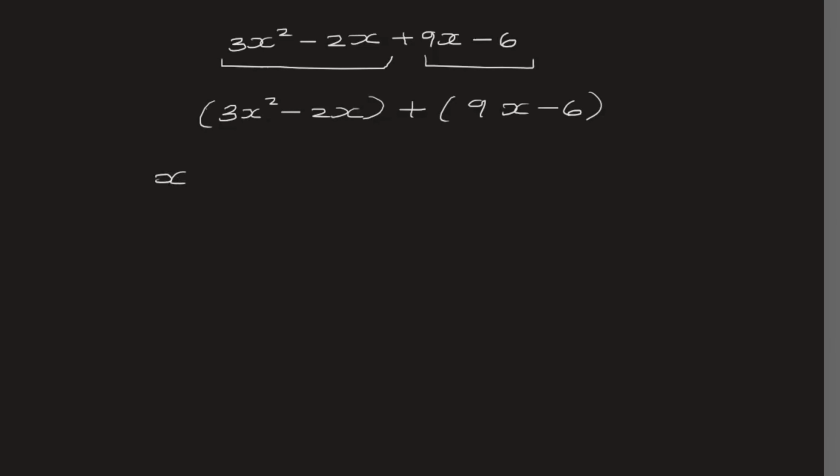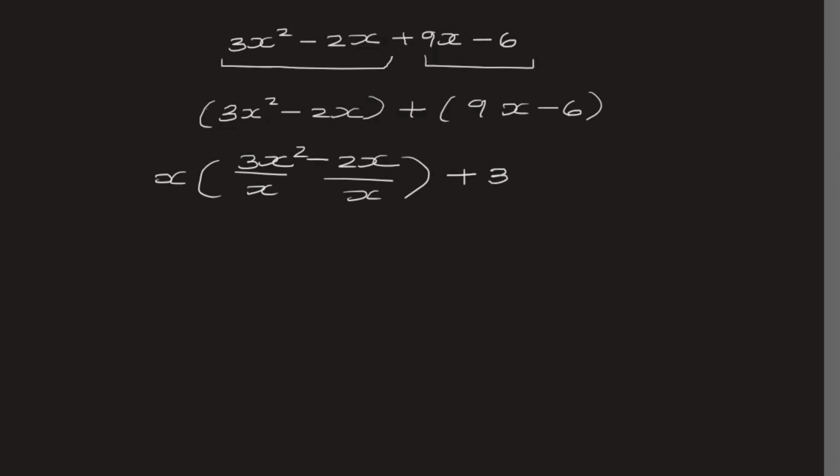So we take x, then we have 3x squared minus 2x, divided by x, divided by x, plus, in the second bracket, the highest common factor here is 3.